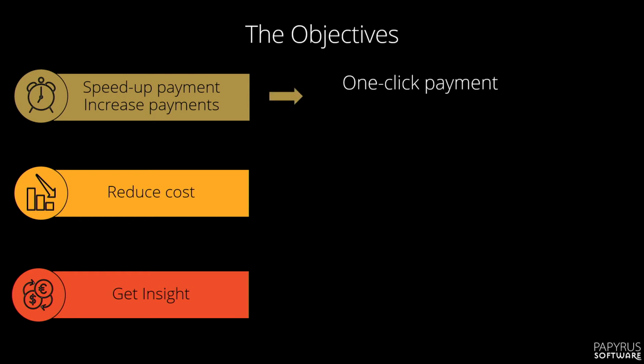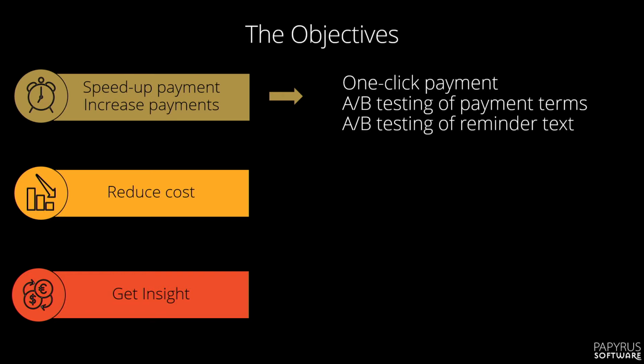For example, with the use of one-click payment. Also with the use of A/B testing of our payment terms, or also the use of A/B testing of our reminder text, in which we can send reminders with different tones, some more friendly, some with a stronger tone, and then see how they work with our customers.